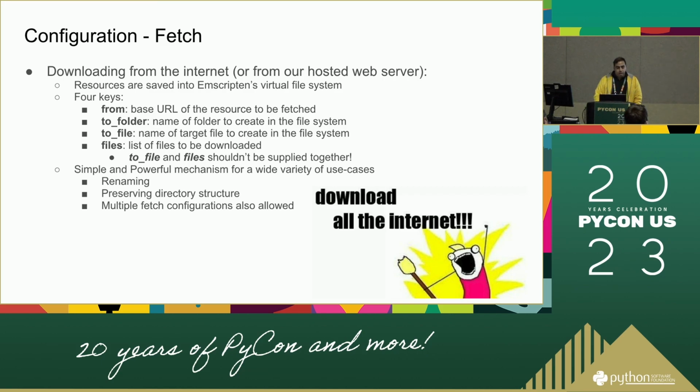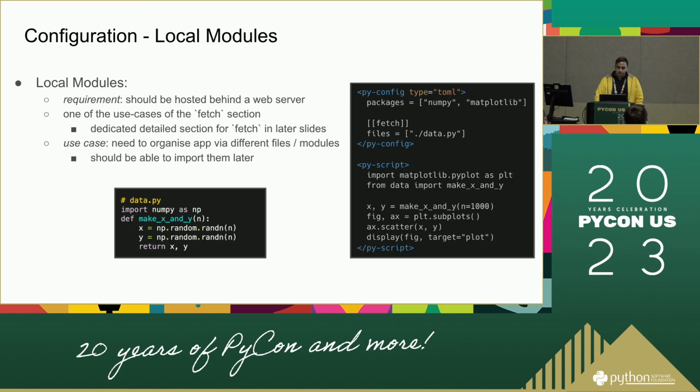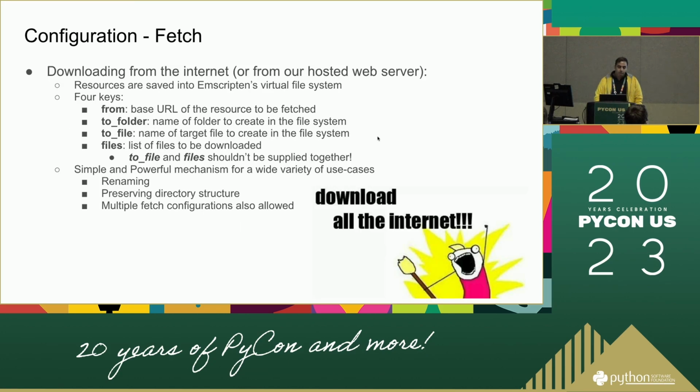Right. So now we have 4 keys corresponding to this fetch section. And as you can see, we use the files key here, right? So we have the from key, we have the toFolder key, we have toFile, and we have files. And toFile and files are keys which shouldn't be supplied together. Otherwise, you're gonna get an error. These 4 keys, basically the permutation and combination of how we use them, it's a simple and powerful mechanism for a wide variety of users.